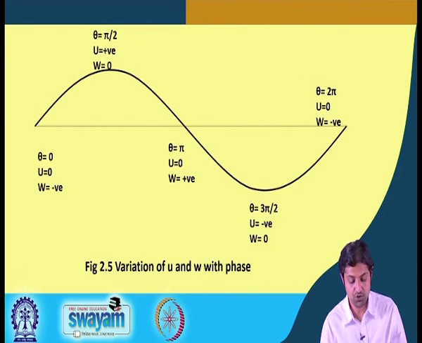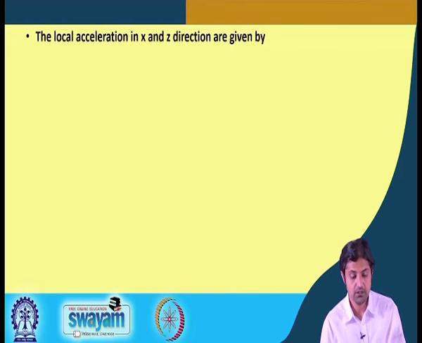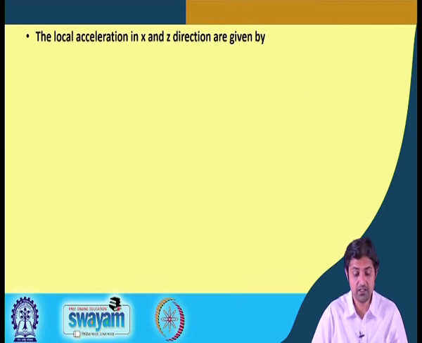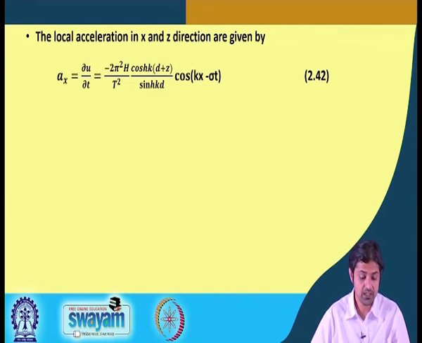So, this is variation of u and w with phase. Now, we have talked about the velocity. Similar way we should talk about acceleration as well. So, ax is del u del t, because u we have already obtained in terms of sin h, kx minus sigma t and cos h. So, we simply differentiate once more.